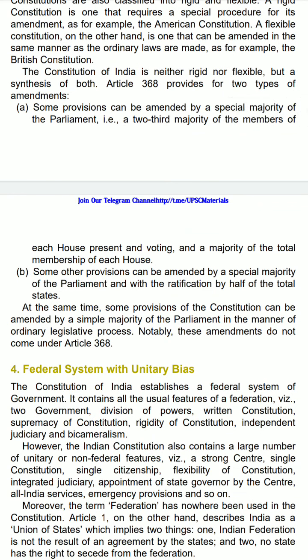Some provisions of the Constitution can be amended by a simple majority of the Parliament in the ordinary legislative process. Notably, these amendments do not come under Article 368.